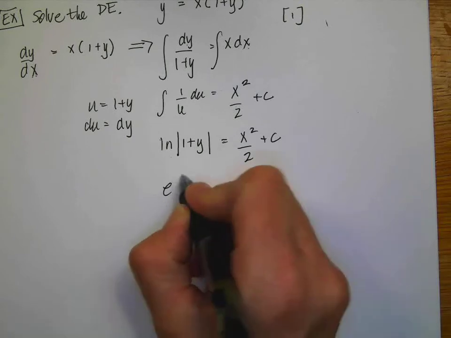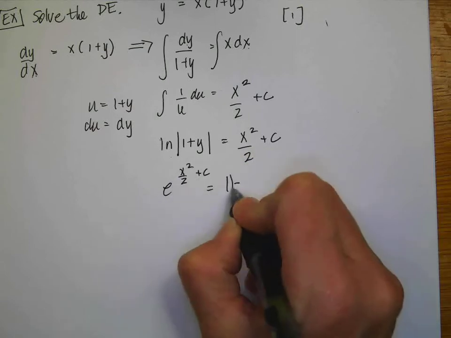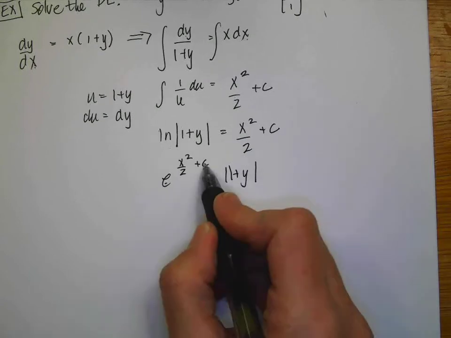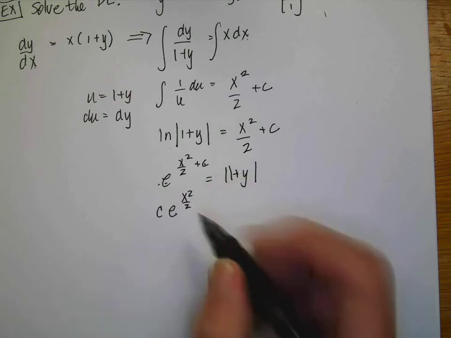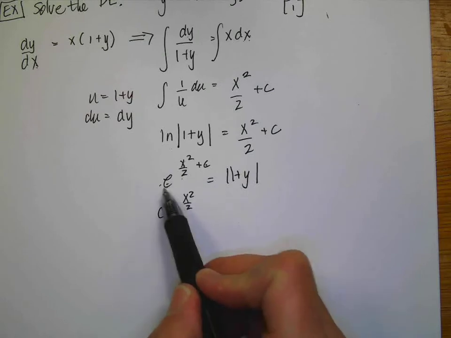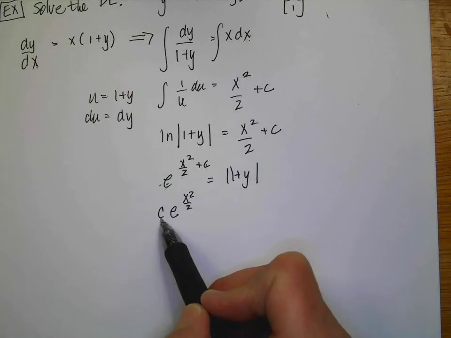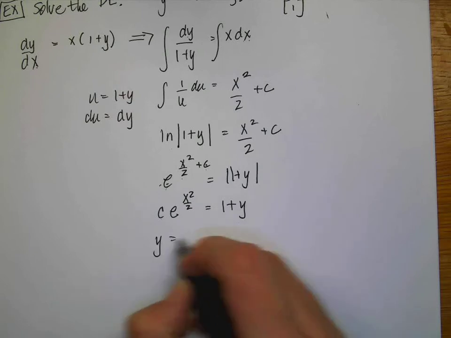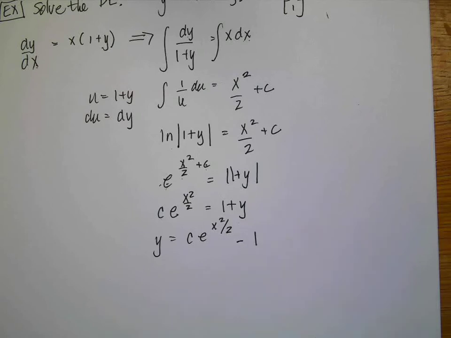Now we do like we did on the last problem. I go back to exponent form. So e to the x squared over 2 plus c is 1 plus y. Almost forgot the 1. And then I'm just going to go ahead and write this as c e to the x squared over 2. Because remember, I can split this up into e to the x squared over 2 times e to the c. But e to the c is still just a constant. So I'm just going to do this. Is equal to 1 plus y, and then I'm going to get y is equal to c e to the x squared over 2 minus 1.